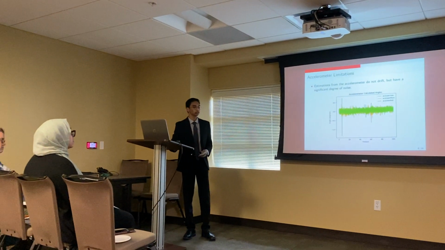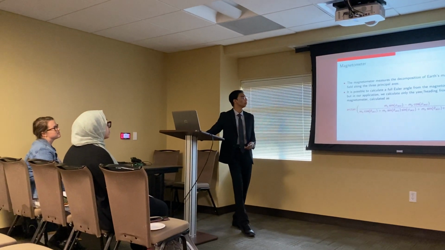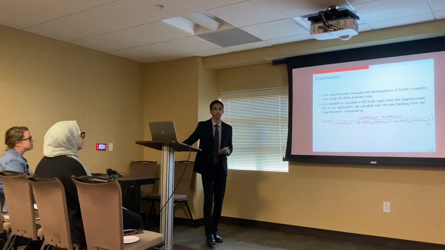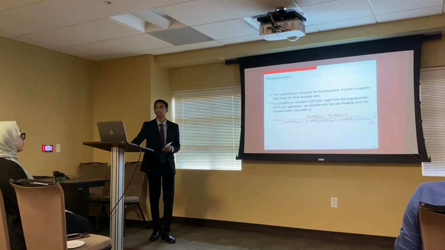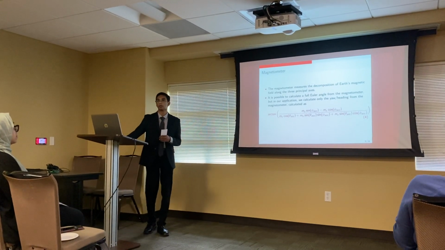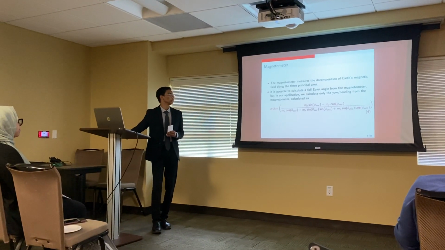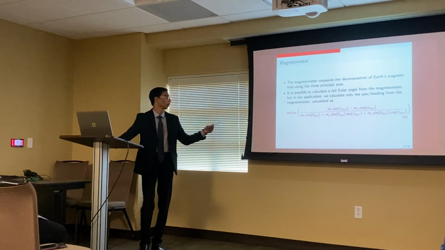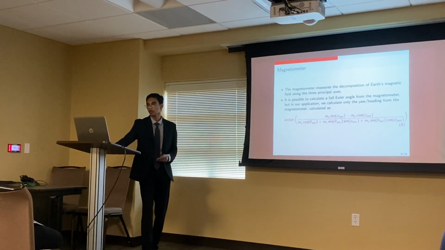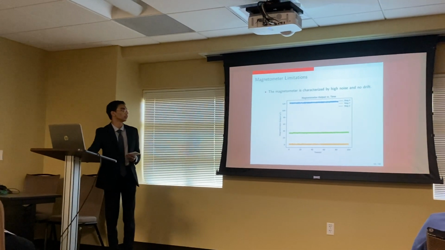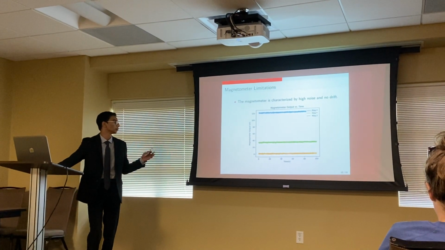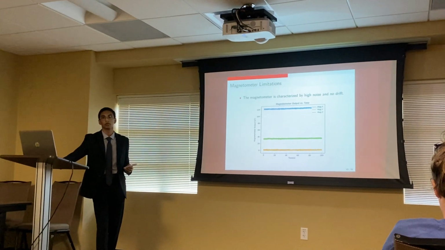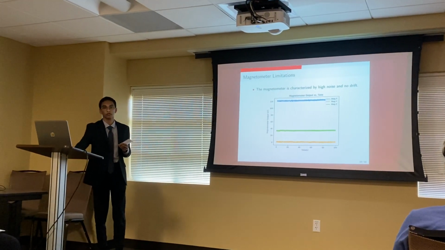Let's see how the magnetometer does. The magnetometer is similar to the accelerometer. It'll measure the decomposition of Earth's magnetic field across three different axes. Now, while it is possible for us to calculate a full three-dimensional Euler angle from the magnetometer, for this application in the Kalman filter, we actually only need the yaw or heading axis, which can be calculated with this equation. The magnetometer's characteristics are very similar to those of the accelerometer. Over time, there's very little drift, but there's a significant degree of noise, which makes estimations from the magnetometer also not useful when used alone.